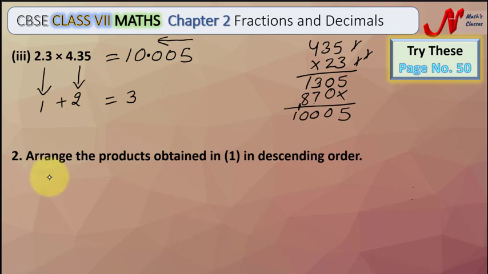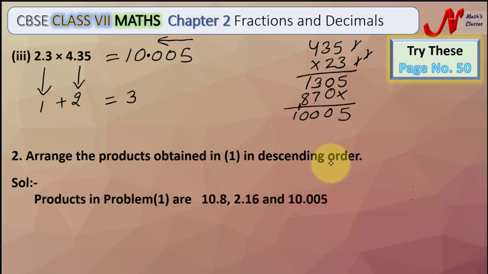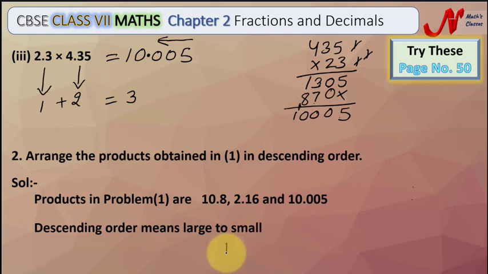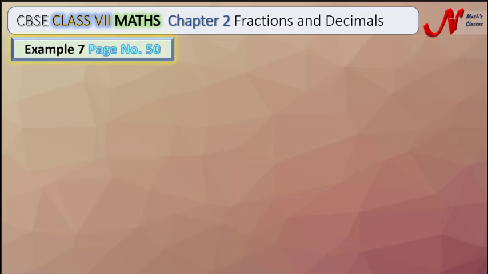Next, the second question. It is given to arrange the products obtained in question 1 in descending order. So the products in the above problem are 10.8, 2.16 and 10.005. Descending order means large to small. So by observing these, 10.8 is greater than 10.005, and this is greater than 2.16.